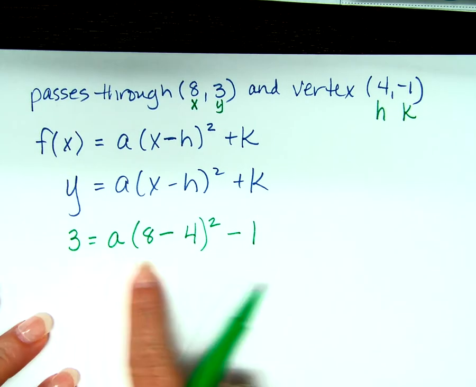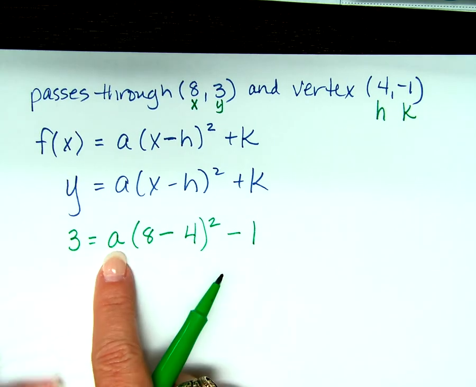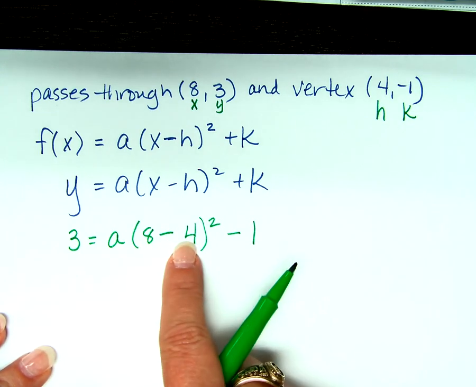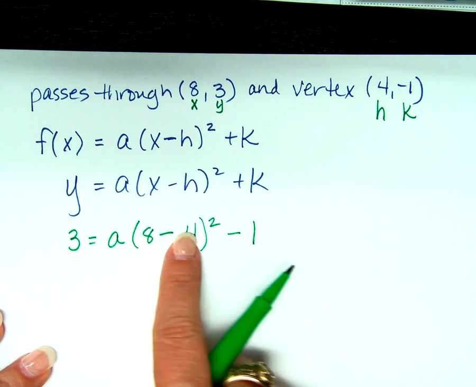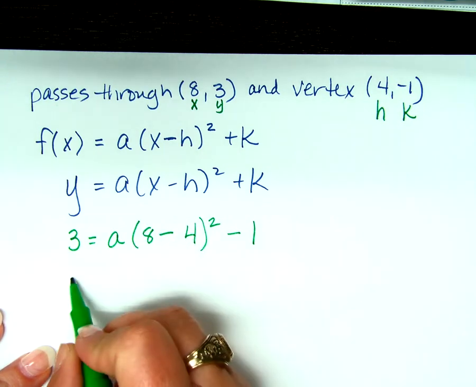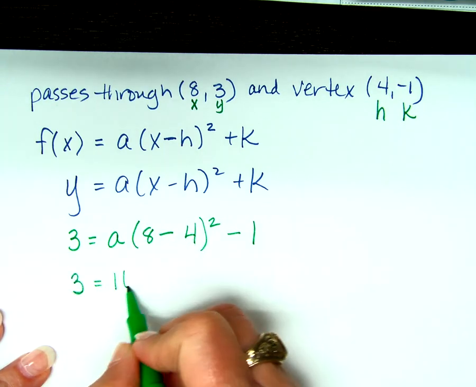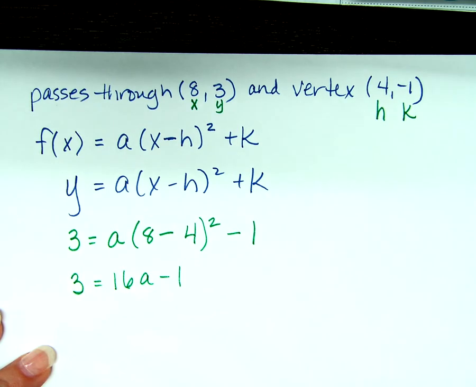Do I have enough information now to solve for A? Yeah, it's literally the only variable left. That's all I can solve for, isn't it? That was my goal, wasn't it? So what's 8 minus 4? 4. What's 4 squared? So I simplified this already to 3 equals 16a minus 1.